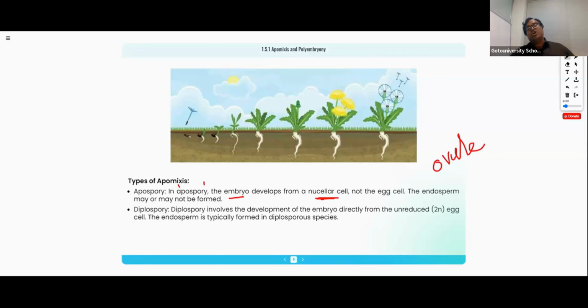That means all apospory is apomixis, but all apomixis is not apospory. Be very careful when you are narrating.